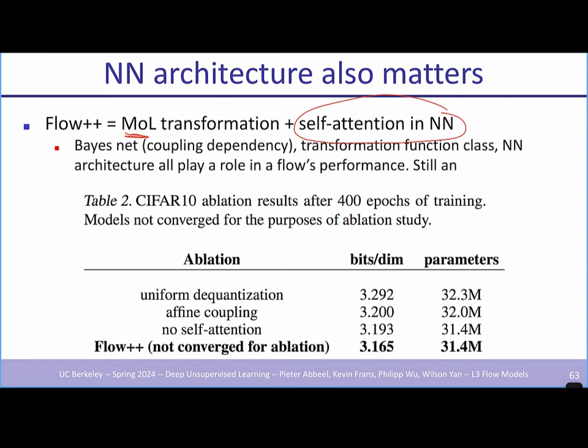And so what you see here is the full model we had achieves 3.165 bits per dim. That's a compression level that was best among the things we tried. If we remove the self-attention from the neural net, we do worse. It matters clearly. If we go to affine coupling rather than mixture of logistics, we do worse. And if we don't do the dequantization, which I'll talk about soon, we do a lot worse. That was, in some sense, the worst thing if you didn't do it. But all three of these really mattered to get the best possible results.